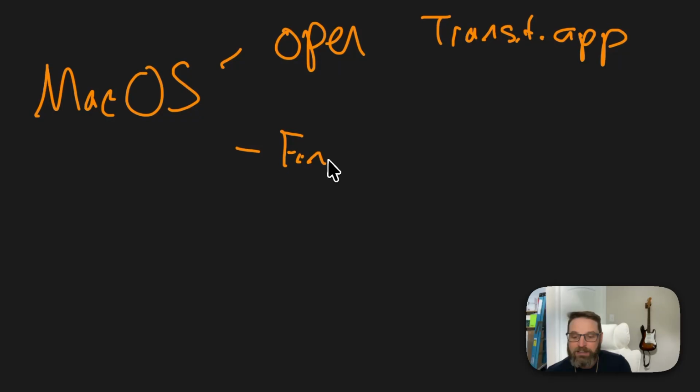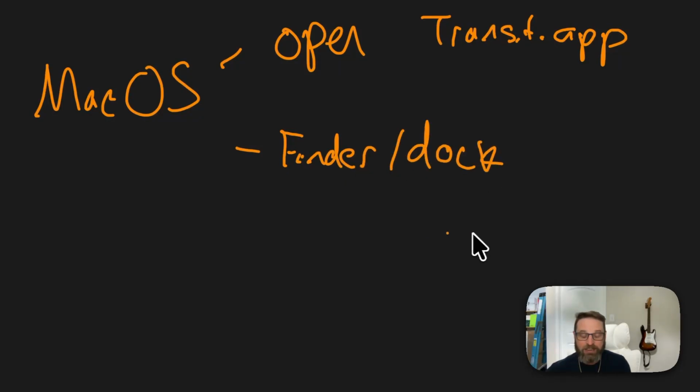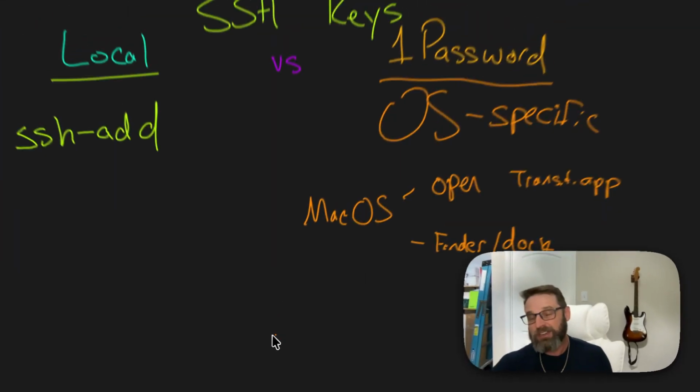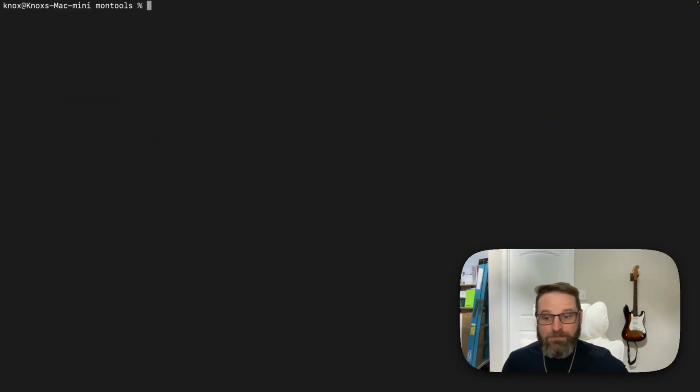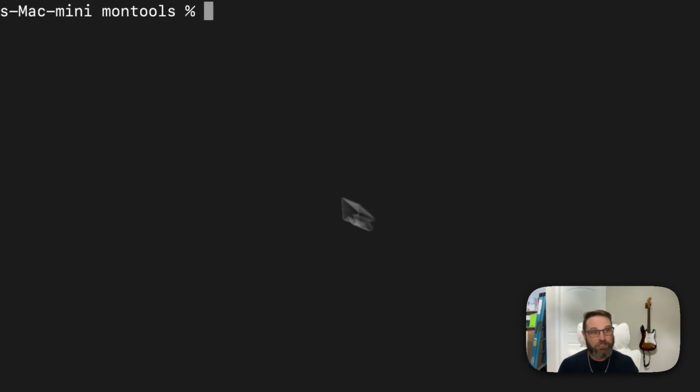So I'll say Finder/dock here. And ultimately, you need to understand, okay, well, if I launch it from the terminal, I need to have this environment variable set so that it gets to 1Password. Or if I launch it from Finder or the dock, I have to have that environment variable set in order for Transit to be able to reach 1Password. The environment variable is the same, it's just set in two different places.